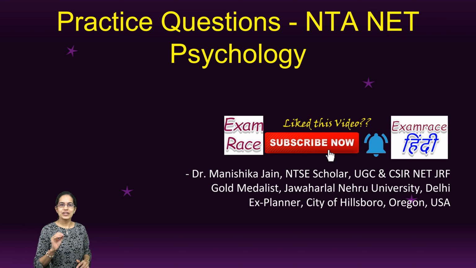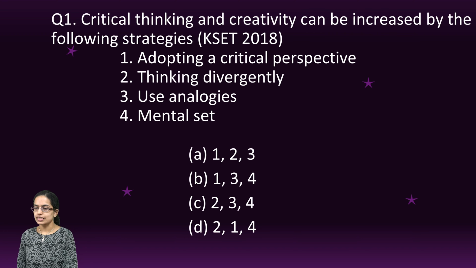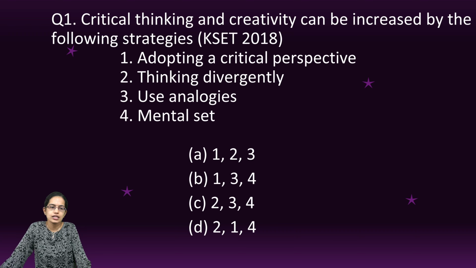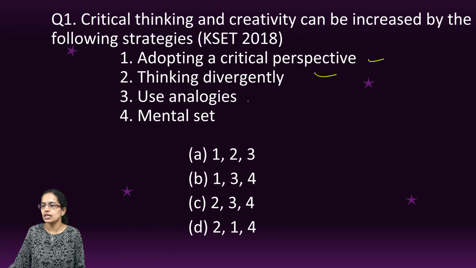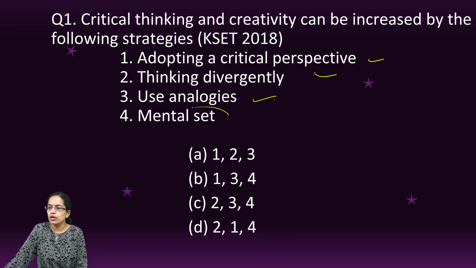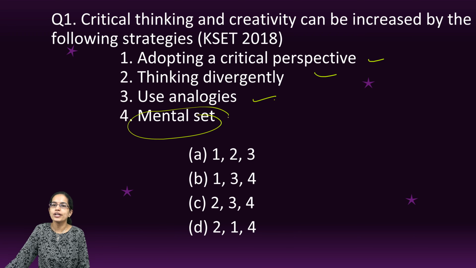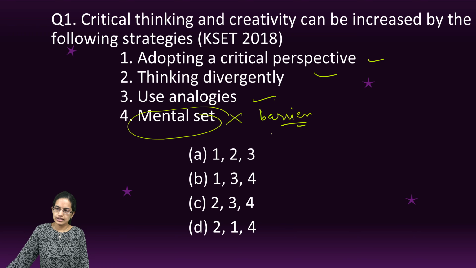Let's talk about some of the interesting questions from the psychology NET examination, the previous papers. Now here, the first question talks about critical thinking can be increased by the following strategies. Now what do you think are the right strategies? So the right strategies here are adopting a critical perspective, thinking divergently, of course, because it's critical thinking, and then using analogies. When we talk about mental sets, it's basically not increasing, but it is a barrier to creativity and critical thinking. So you would have 1, 2 and 3 as the right option.